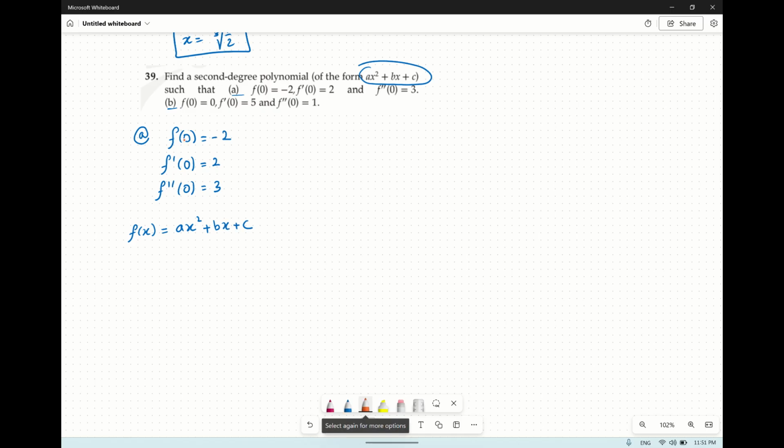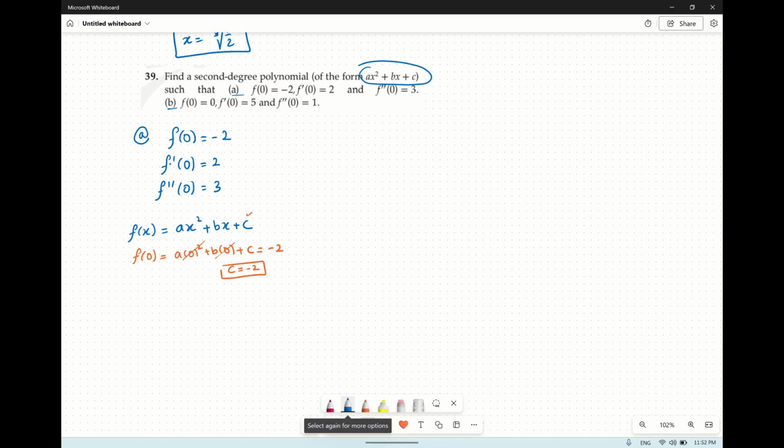Okay, I start from the very first condition given to me. F of 0 is -2. F of 0 is for the original function. So I say f of 0 is equal to what? I will substitute in every x 0, and I will put it equal to -2 because this is what is given. Now this is 0, this is 0, so I will end up with c equal to -2. So now we know what c is. Now we need to find a and b. So now we go to the next condition.